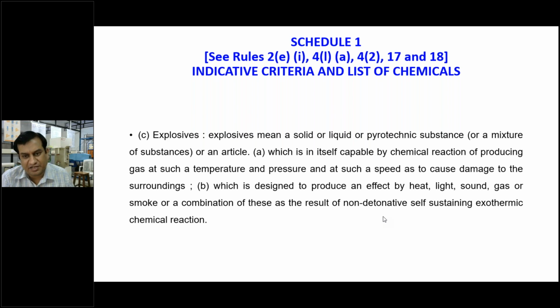But it is dangerous and it may cause damage to the structure, damage to the plant, damage to the environment and damage to the people. So that may be in the form of heat, light, sound, gas or smoke or a combination of all these things. If that happens, then the chemical is called explosive.